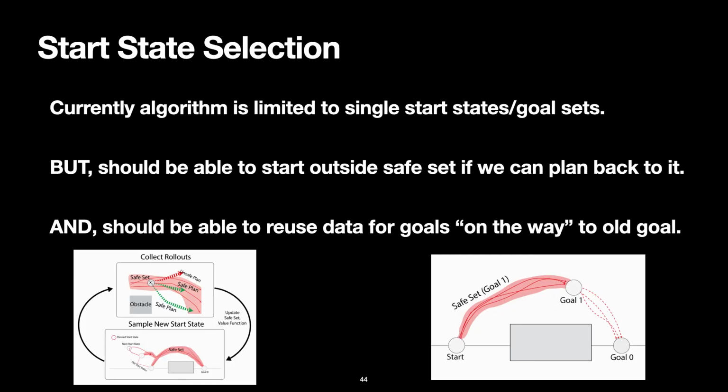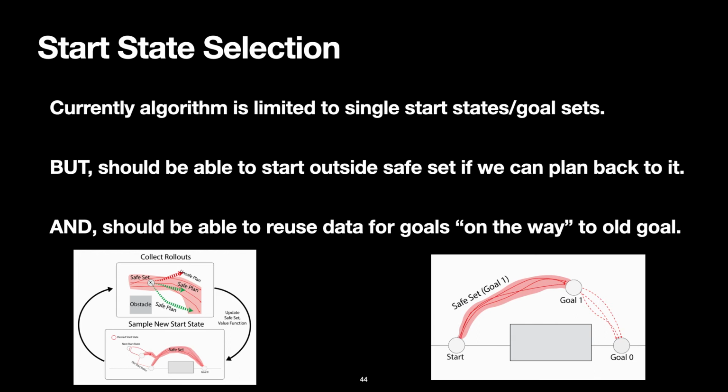The proposed algorithm has desirable theoretical properties for fixed start states and goal sets. However, these limitations are not necessary. To roughly see why we should be able to change our start state, observe that we should be able to start anywhere outside the safe set as long as we can robustly plan back to it. We will propose an iterative procedure that expands the safe set by sampling safe start states outside of it.